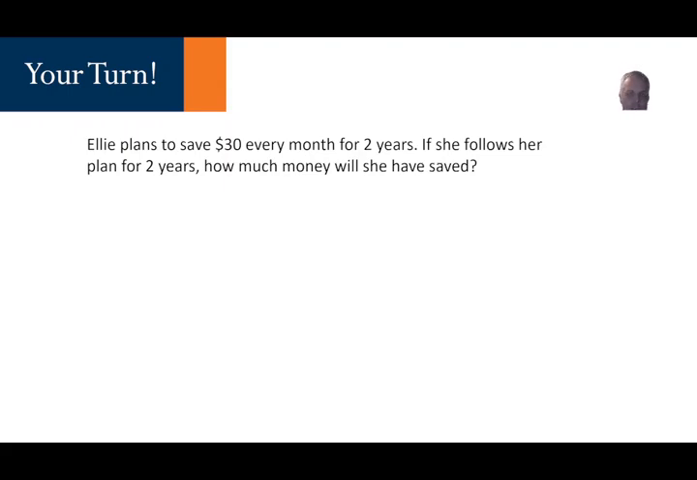Ellie plans to save $30 every month for 2 years. If she does it for the whole 2 years, how much money will she save up? Okay, so $30 for 2 years, every month. So there's a gotcha here. We got $30 every month, but we're doing it for 2 years. So there's 12 months in a year times 2 years, or 24 months total. So she'd save $720. And that answers the question, and it's reasonable.